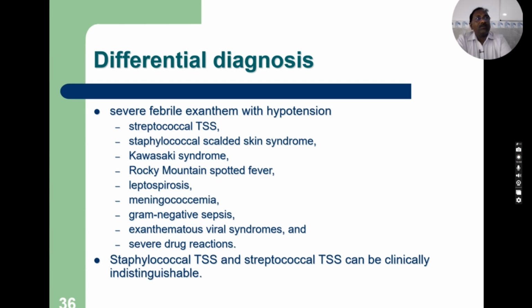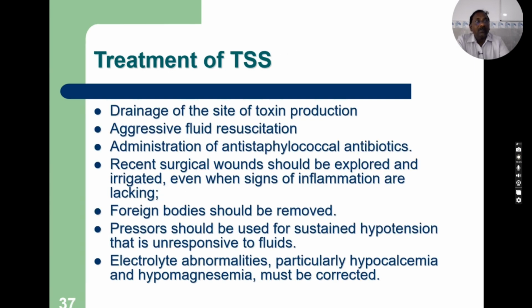exanthematous viral syndromes. So most of these are common in our areas except Kawasaki syndrome and Rocky Mountain spotted fever. Okay. So streptococcal or staphylococcal scalded skin syndrome, leptospirosis, meningococcemia, gram-negative sepsis, they are all very common differential diagnoses in our setup. Both staphylococcal and streptococcal can be clinically indistinguishable unless you look at the histology.